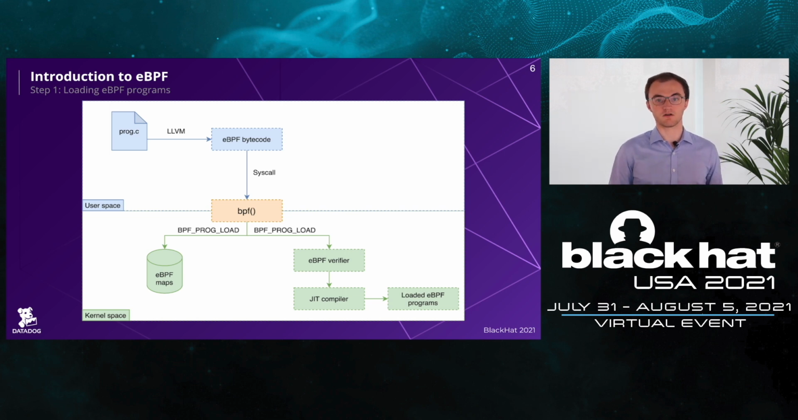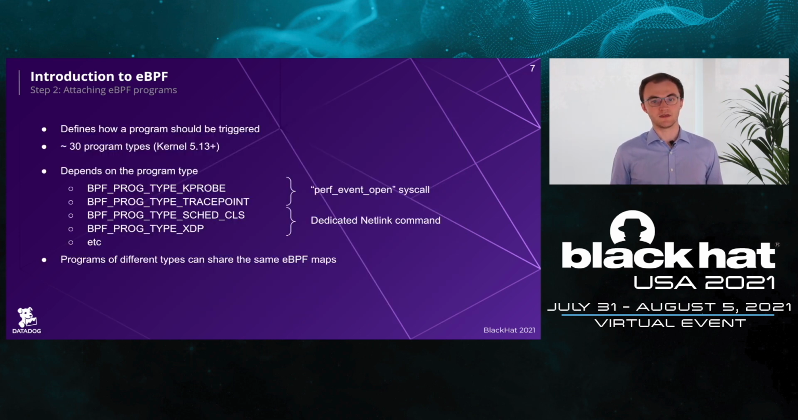But regardless of the program type, each program has to go through the following two phases. First, there is the verifier step. I will talk about this later, but for now, just know that this is a way to ensure that your program is valid. And second, your eBPF bytecode will be converted into machine code by a JIT compiler. When those two phases succeed, your program is ready to be executed. Step 2 is attaching eBPF programs. This is a way for you to tell the kernel how to trigger your programs.